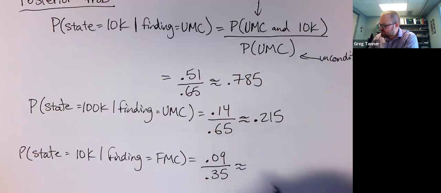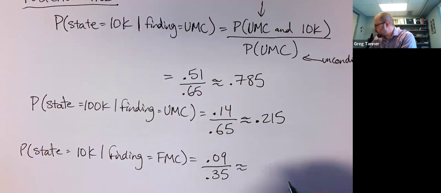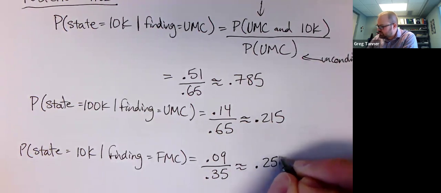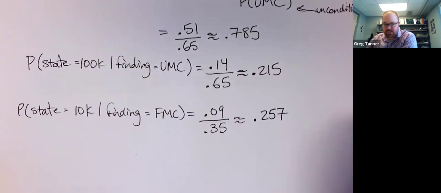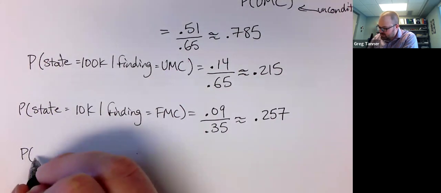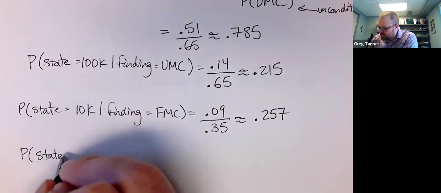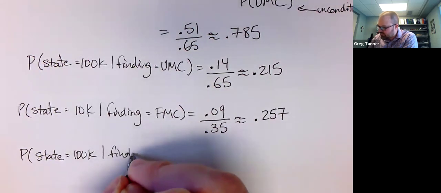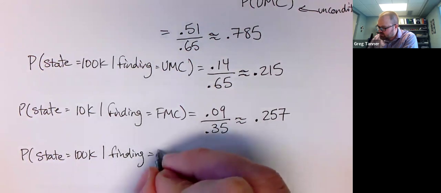And then this gives us an approximate probability of 0.257. Okay, let's do that for the one more posterior we got. This one would be state equals 100K, given our finding is favorable.